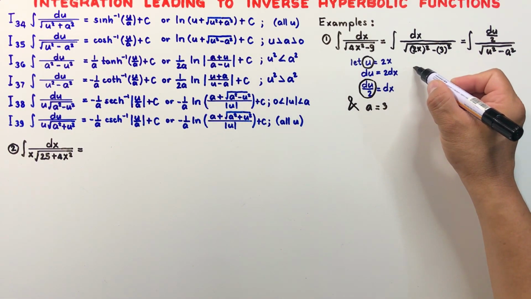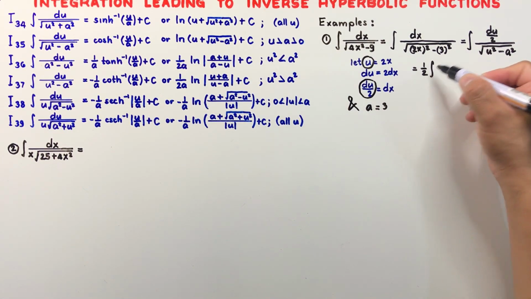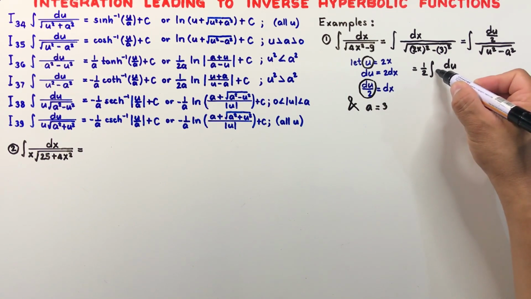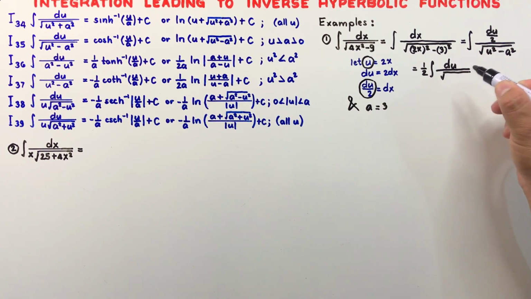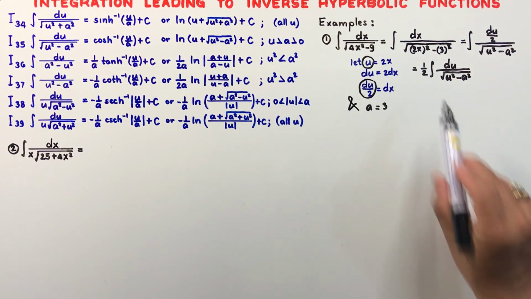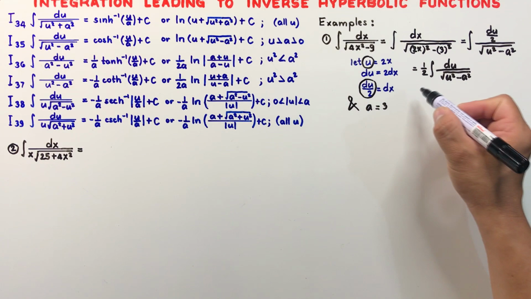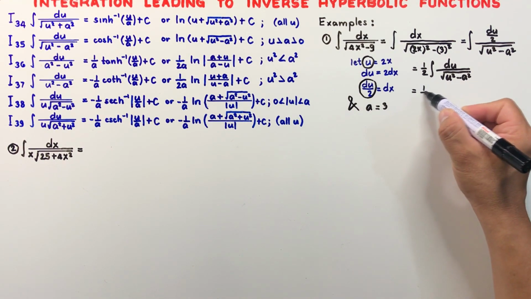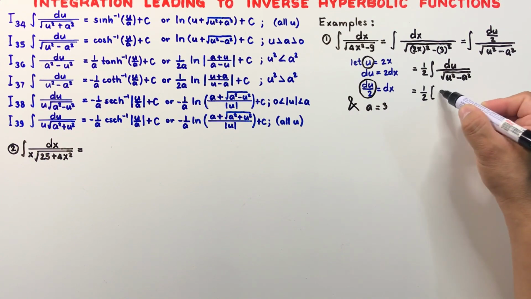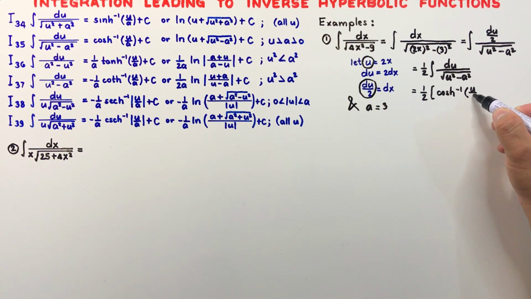Then factoring the constant of 1/2 here, we have 1/2 of the integral of du over the square root of u squared minus a squared. And you notice that this is the same as formula 35. So we can apply the formula and say that this is equal to the inverse hyperbolic cosine of our u over a. And this will be added to our constant of integration c.